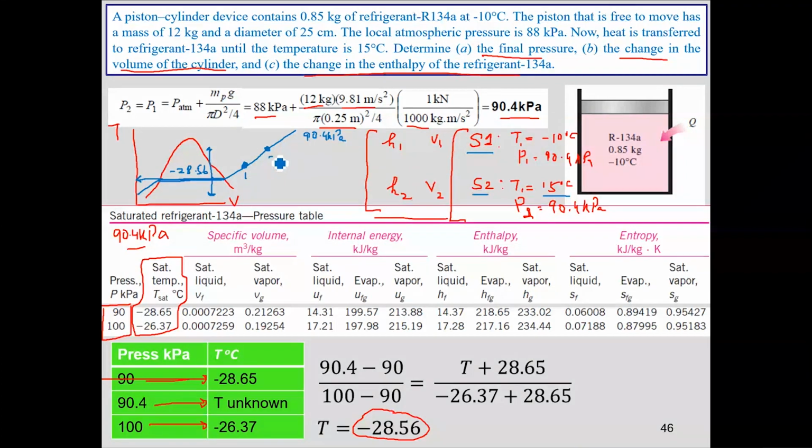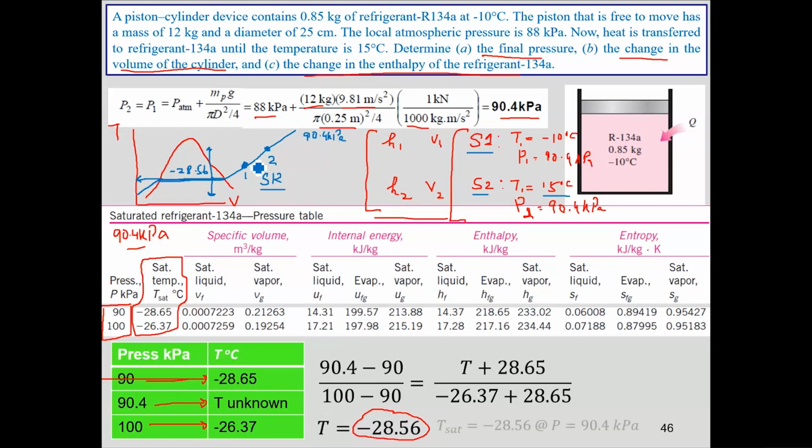So states 1 and 2 lie in the region where you have superheated refrigerant. Vapor is normally associated with water when you're dealing with water. In the superheated refrigerant region, you have to go to the tables of the superheated region. So far, is it clear? Yes, sir.